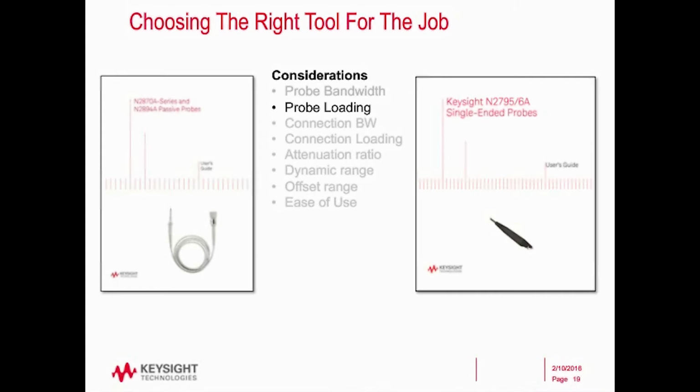So I touch the probe to the target and it changes. With low loading, the change is imperceivable. With excessive loading, when I touch the probe to the target, I can change the behavior of the target in such a way that it might malfunction.